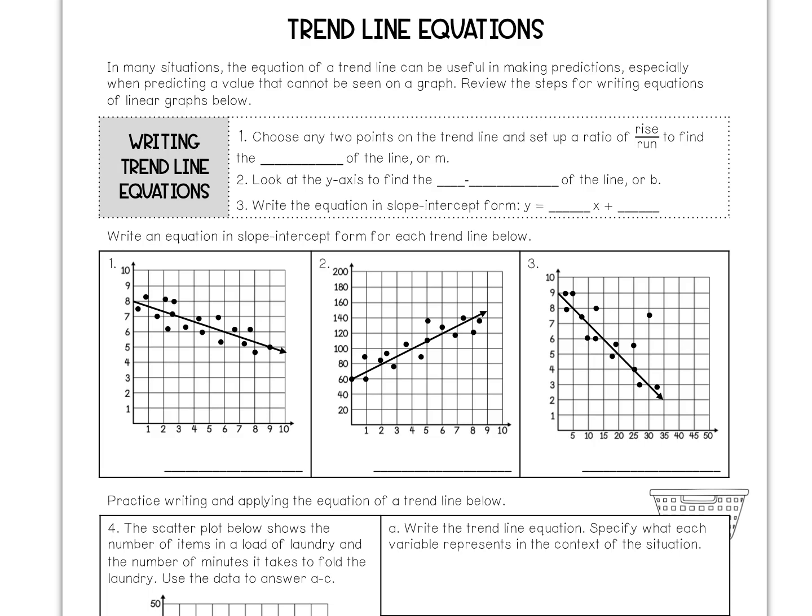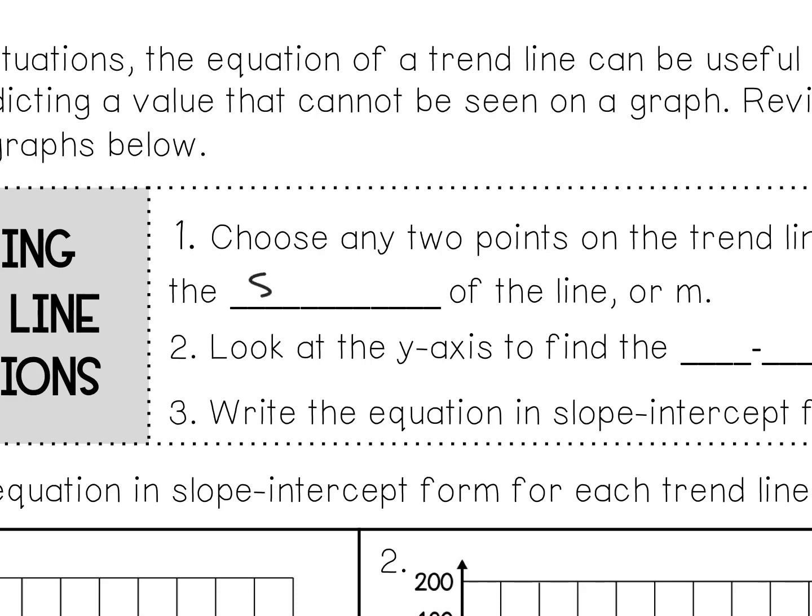We've got trend line equations. Okay, so this is the same way that we write any other line, right? We're going to choose points on the trend line and set up a ratio of rise over run to find the what? Slope. Okay, slope. And that is m in our equation.